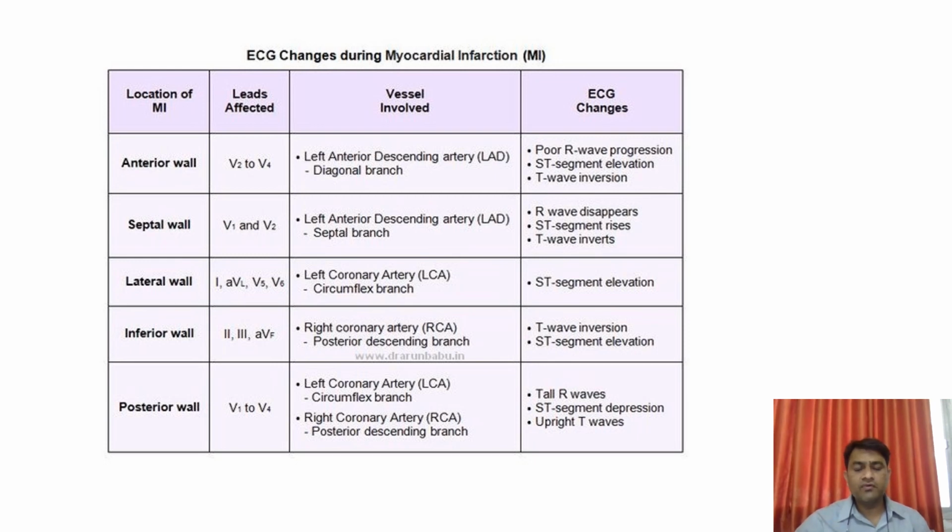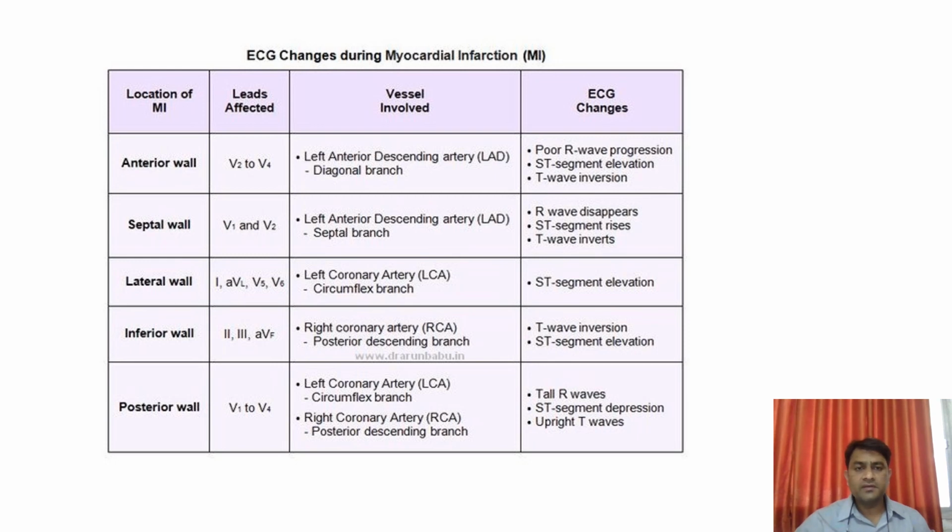Posterior wall: V1 to V4, left coronary artery, circumflex branch, right coronary artery, posterior descending branch. Tall R wave, ST segment depression, upright T waves.